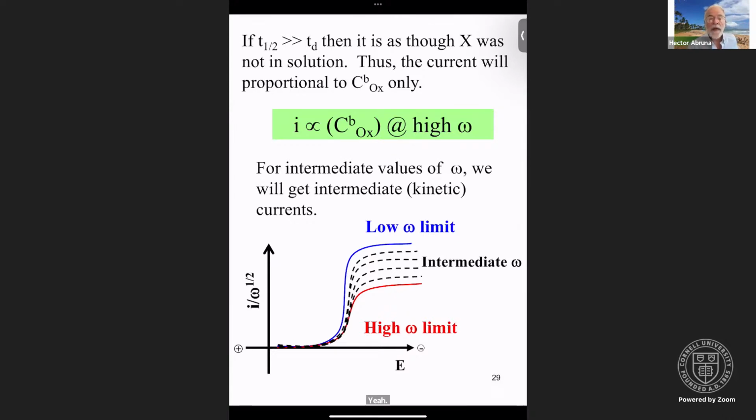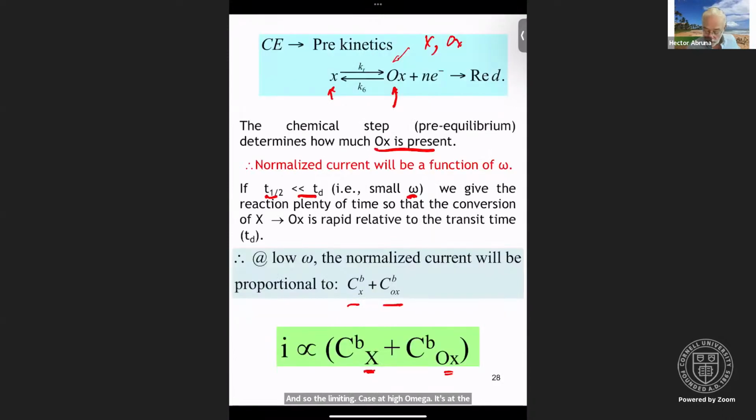If, on the other hand, T1/2 is much longer than T sub D, then it's essentially as though X was not in solution. In essence, whatever fraction of X was converted to OX in that pre-equilibration, the current will only be proportional to that concentration. And so the limiting case at high omega is that the current will be proportional only to the concentration of OX, as opposed to the concentration of both OX and X.